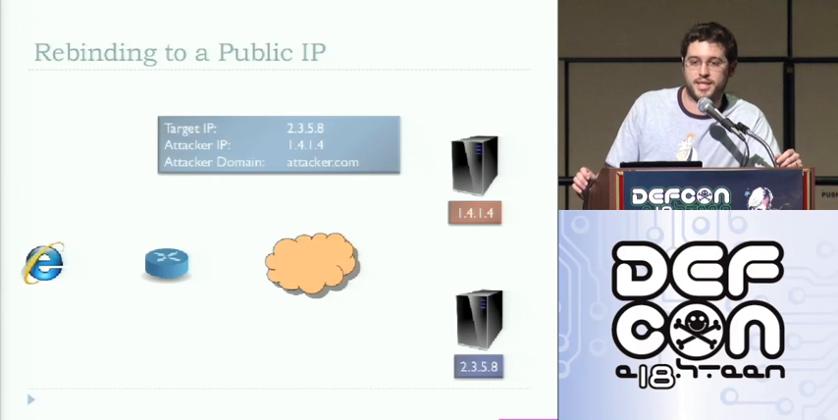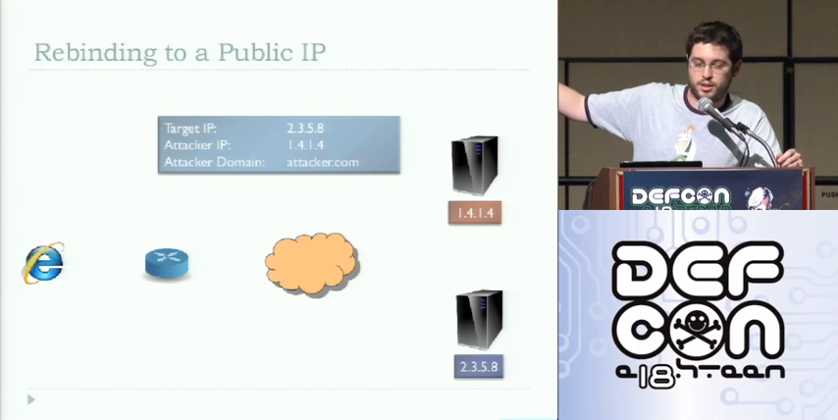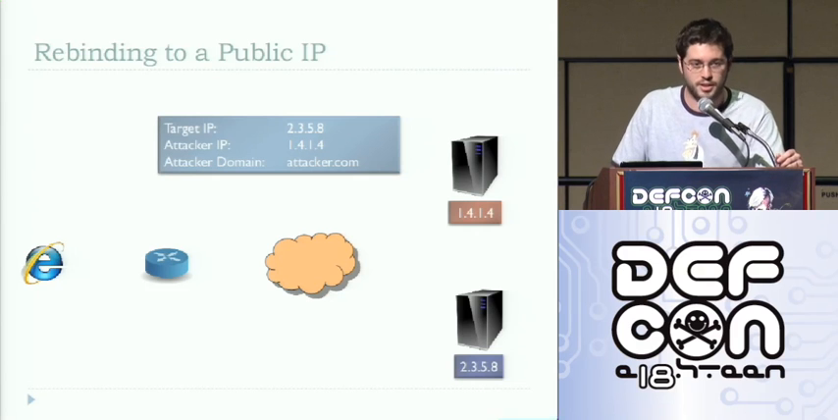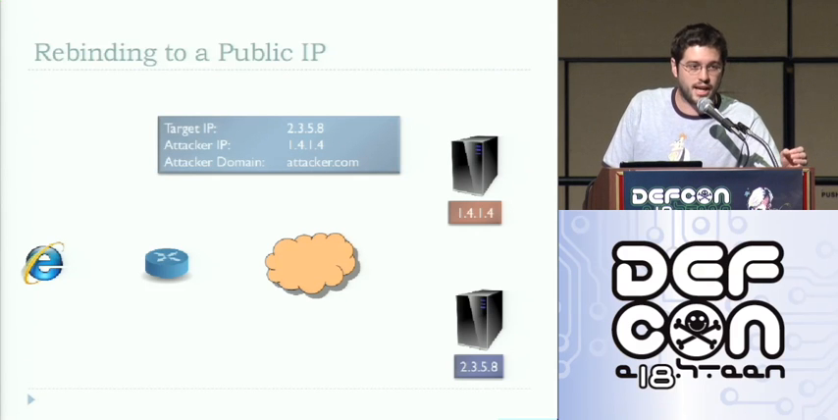Now he wants to attack a public web server that has an IP address of 2.3.5.8, but he doesn't want to directly connect to that server. So he's going to proxy all of his requests through this random person's browser, and this person's sitting over here behind his firewall feeling very safe and secure. So what the attacker does is he has to get that browser to browse out to attacker.com.